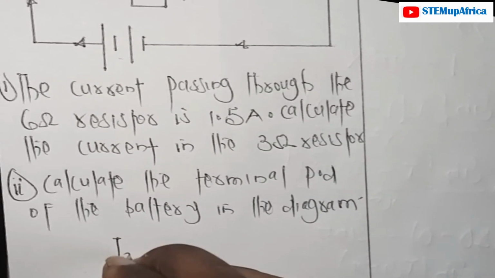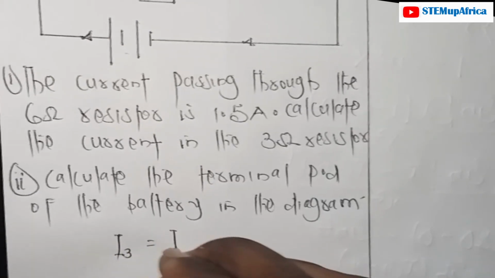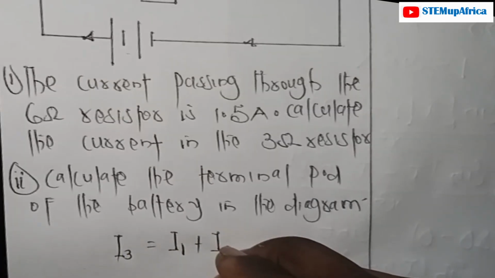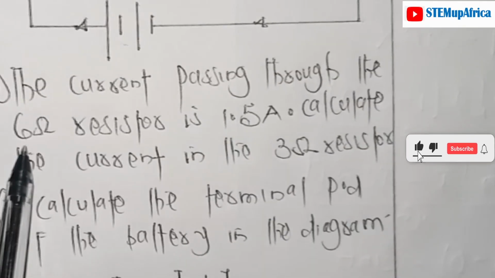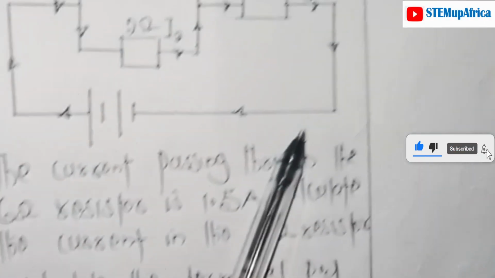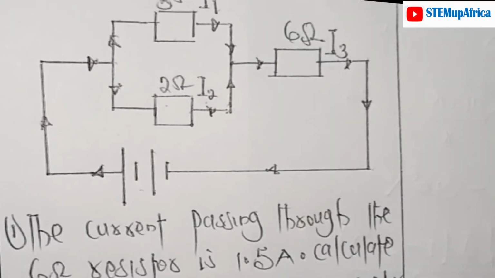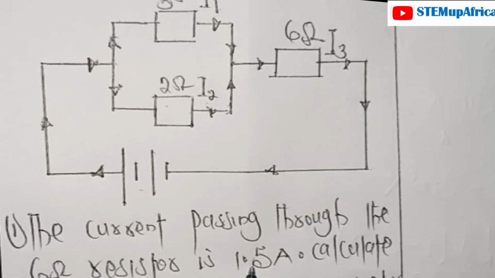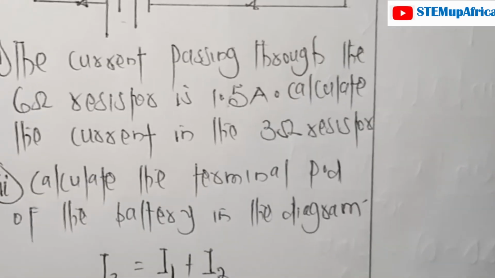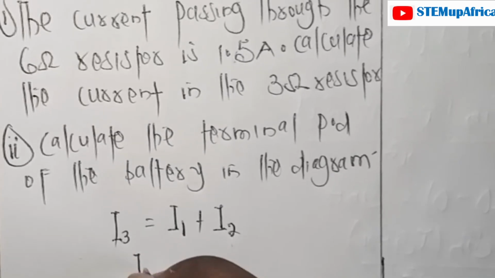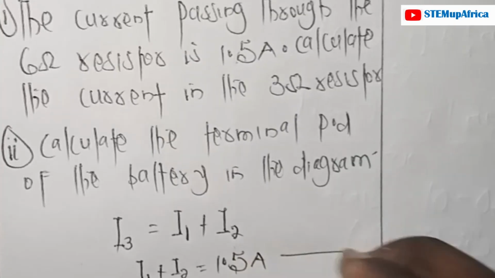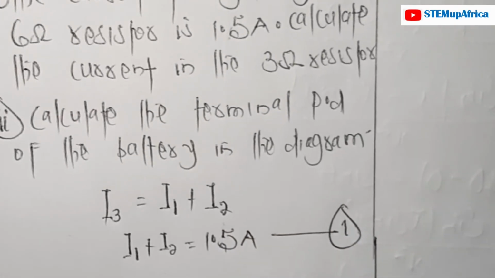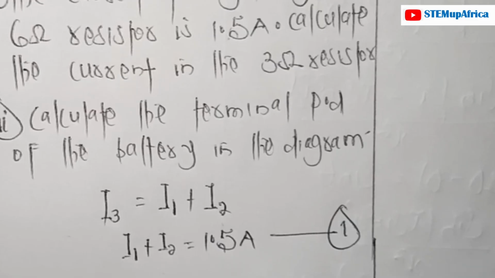So I will apply by saying I3 is simply I1 plus I2. And we are told from the question the value of the current I3, which is the current at the 6 ohm resistor. The value of the current I3 is 1.5 ampere. So I'm going to have I1 plus I2 equals 1.5 ampere. So let's call that equation 1, because I don't know the value of I1, neither I2.